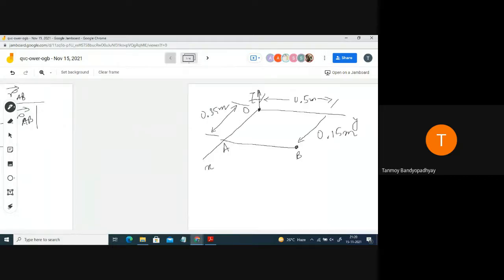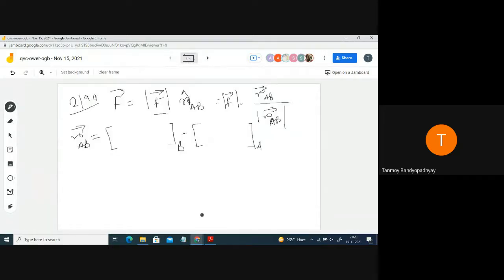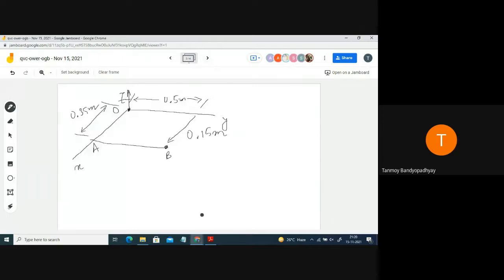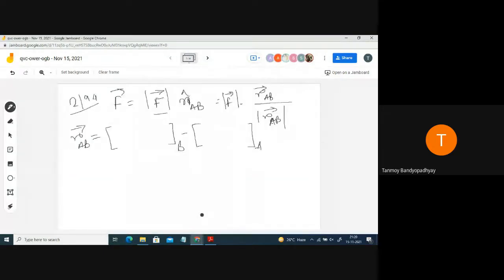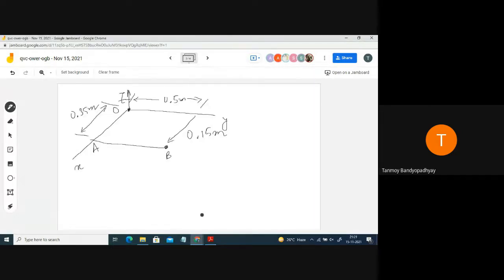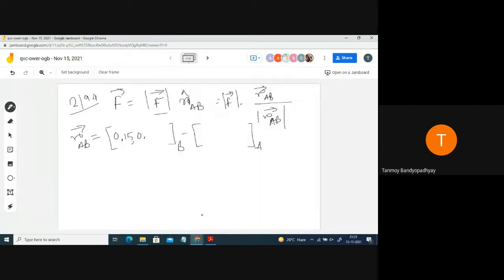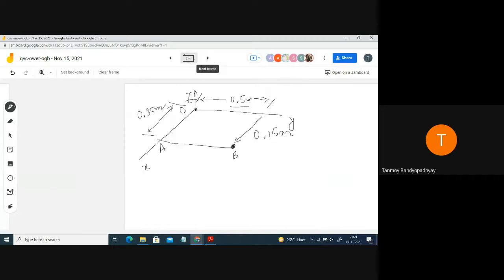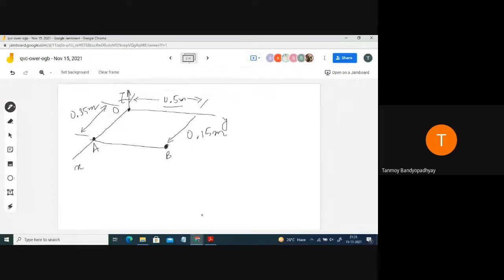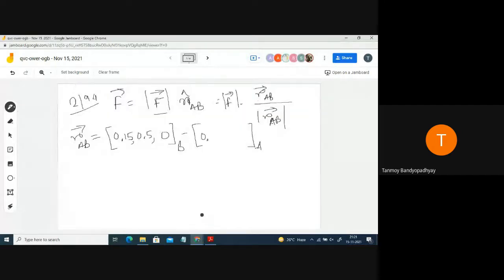So just write down the coordinates of the point B. For B, the x coordinate is 0.15. Y coordinate, see, what is the y of point B? It is 0.5, this one. So this is 0.5 and it is lying on the xy plane, so Z is 0. Similarly, the coordinates of the point A. A is lying on the x-axis, so it will be having only x. So that is 0.35 and other things will be 0. So this is 0.35, 0, 0.